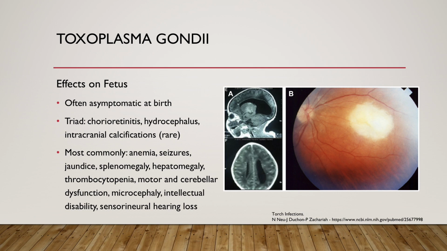Toxoplasma can affect the fetus in a variety of ways. Usually, they are asymptomatic at birth. The classic triad that you see with congenital toxoplasmosis is chorioretinitis, hydrocephalus, and intracranial calcifications.